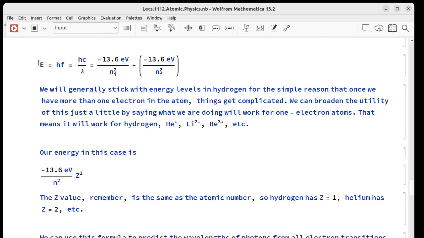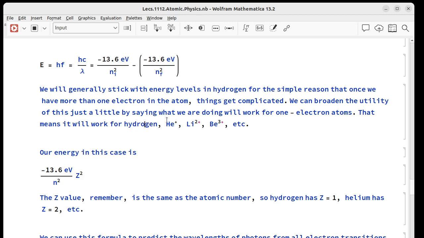We can write this in general for the hydrogen atom if we want to find the frequency of light emitted in a transition. We can write it like this. We've got our starting energy, our final energy. The difference in them is the energy of the photon, which we can write as hc over lambda, and we can solve this for lambda.